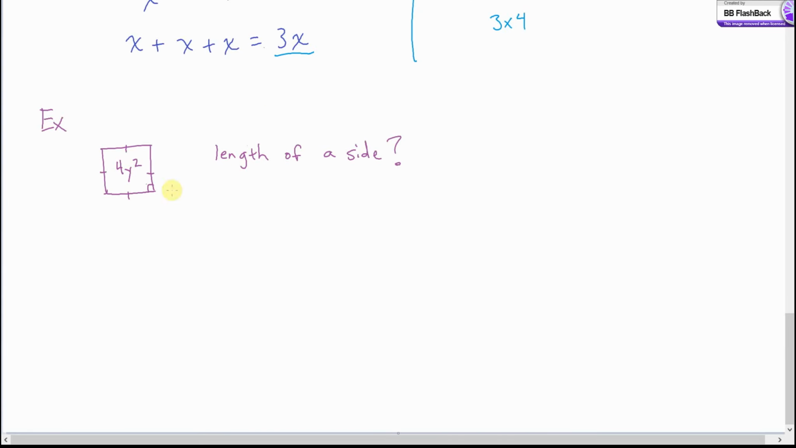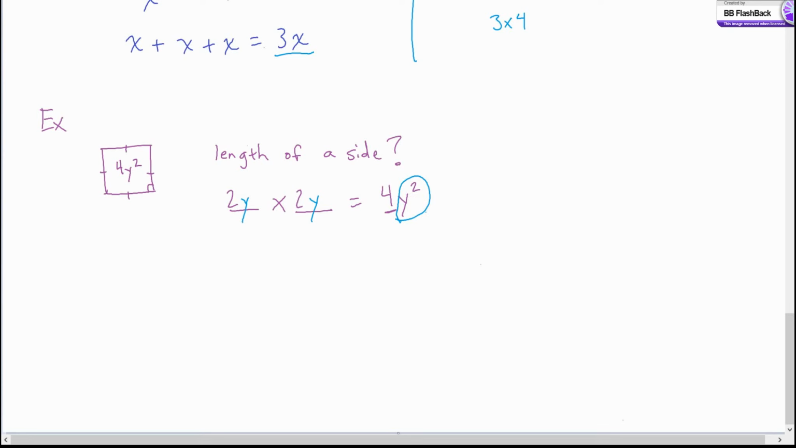So we have to have something times something times itself, actually. Something times itself is equal to 4y squared. So what times itself equals 4? 2 times 2 equals 4. Now the next part, what times itself equals y squared? Y times y. So now we know 2y times 2y equals 4y squared.